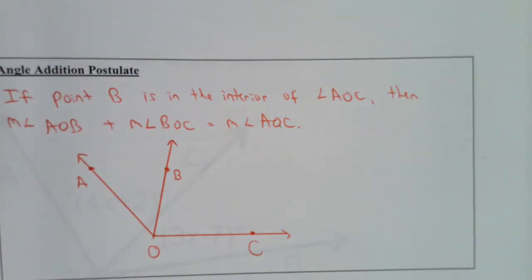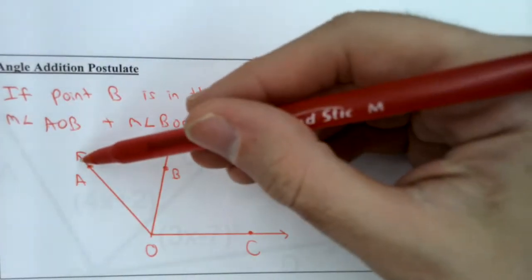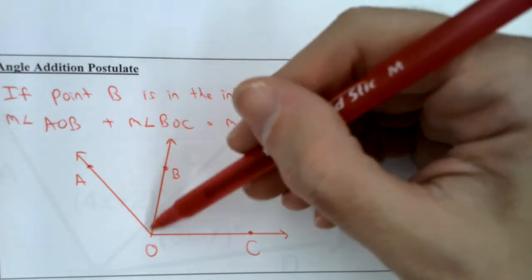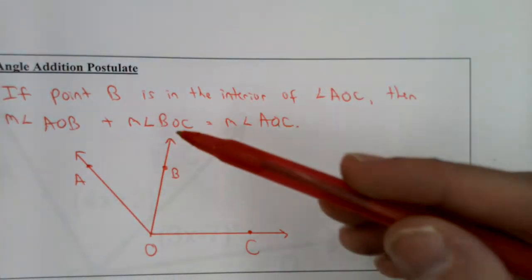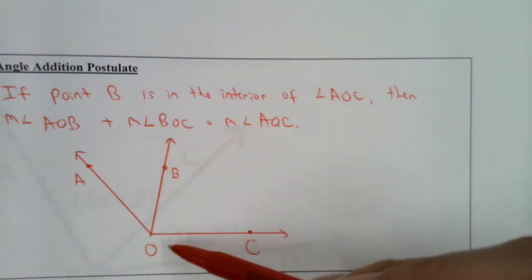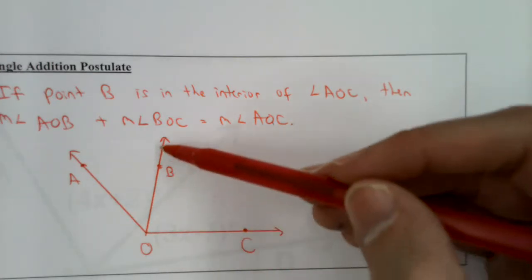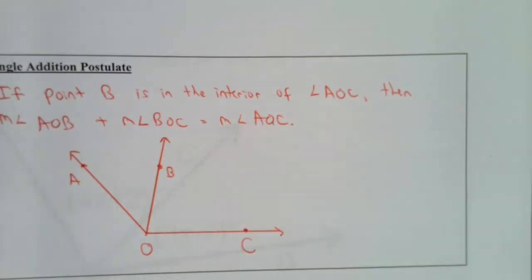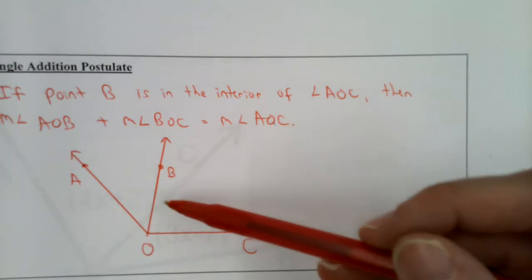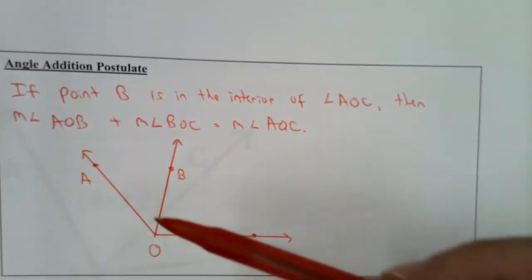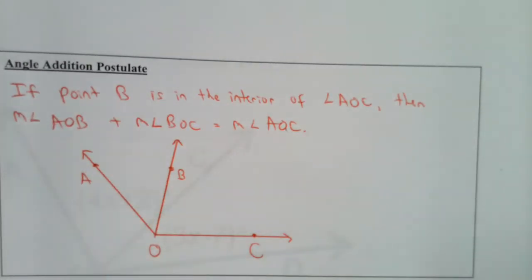Look at what the postulate says. The measure of angle AOB. AOB is this small angle right here. Plus the measure of angle BOC. BOC is this other angle right there. It equals the measure of angle AOC, which is the entire angle. So if you add up the two small angles, then it equals a big angle. Okay?